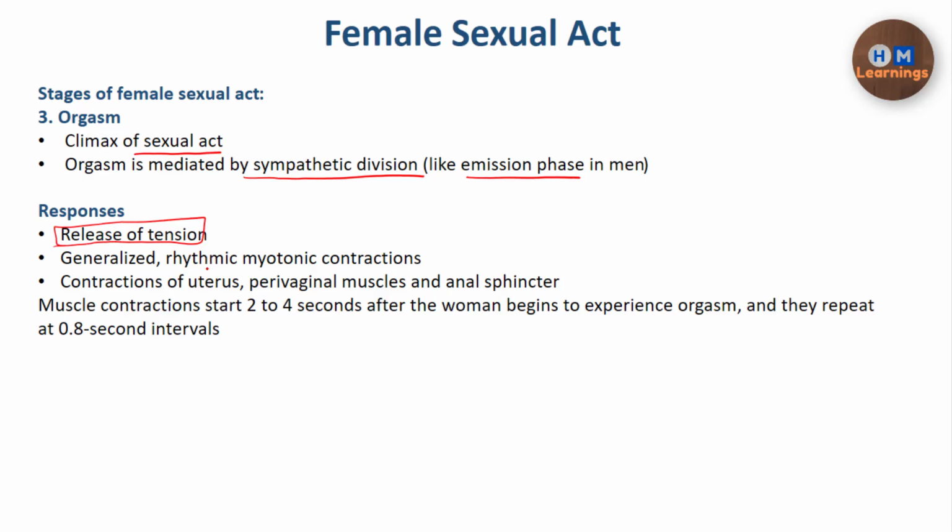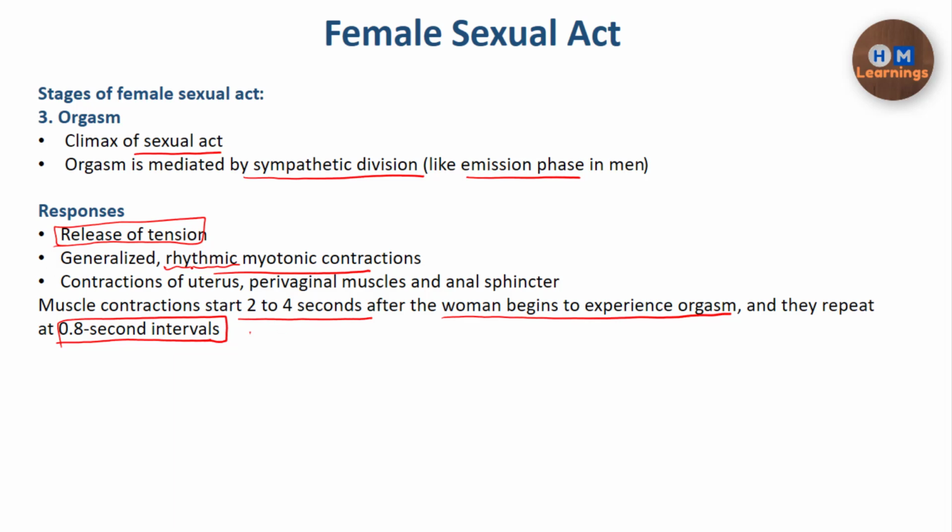Then there are myotonic contractions. Myotonic contraction means muscle contractions, and these are basically rhythmic contractions. Rhythmic contraction means they have a rhythm; after a certain frequency they are repeating, at 0.8 second intervals. After the female enters the orgasm phase, the muscle contraction is going to start 2 to 4 seconds later, and then they continue at an interval of 0.8 seconds. This could vary from woman to woman. This is also a general statement.